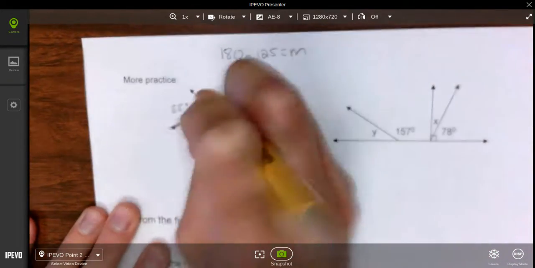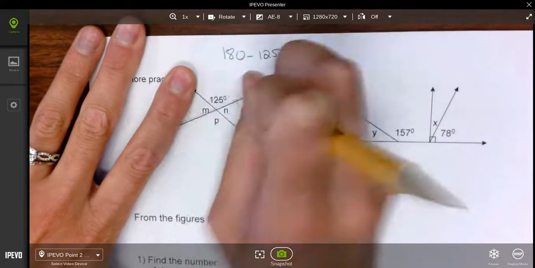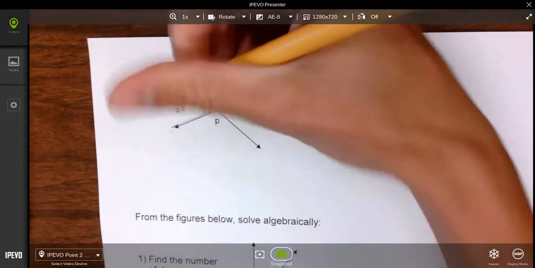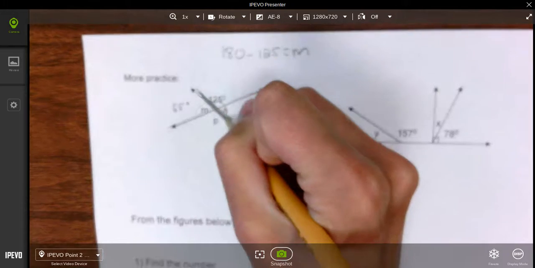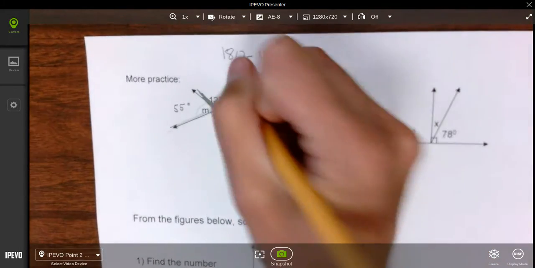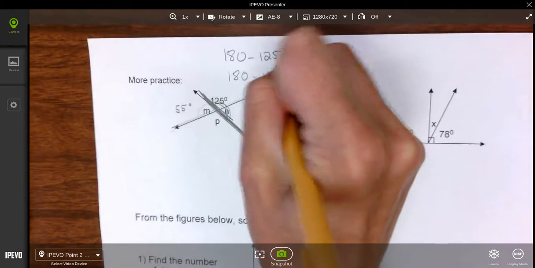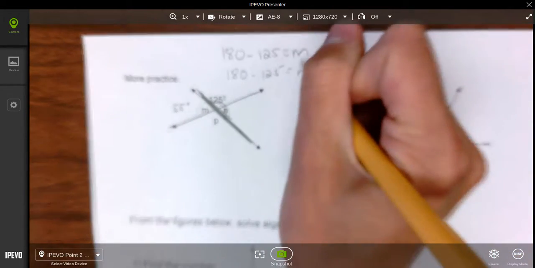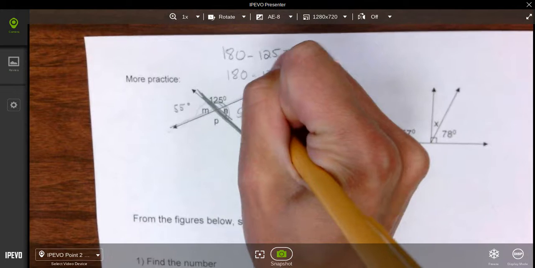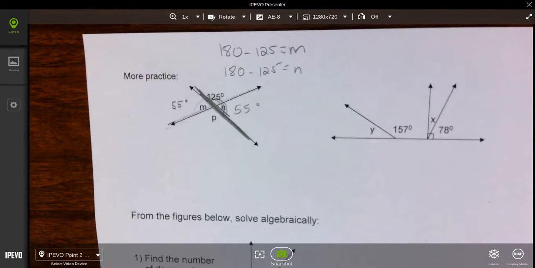That same logic, I'm going to erase my line just so you can see it, but you can always leave yours on your paper if you don't need to erase it. I see a straight line over here. That same logic is true that a straight line has 180 degrees in it. So again, I know 180 minus 125 will also give me N. And I've already done that math, so I know N has to be 55 degrees.